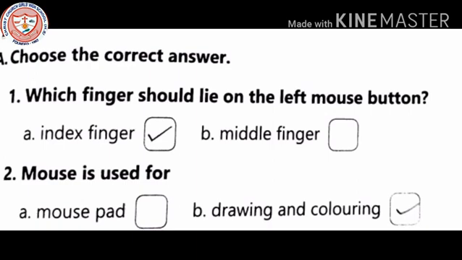Choose the correct answer. Number 1. Which finger should lie on the left mouse button? Middle finger or index finger? Yes, the index finger should always lie on the left mouse button. Number 2. Mouse is used for mousepad or drawing and coloring. Mouse is used for drawing and coloring.